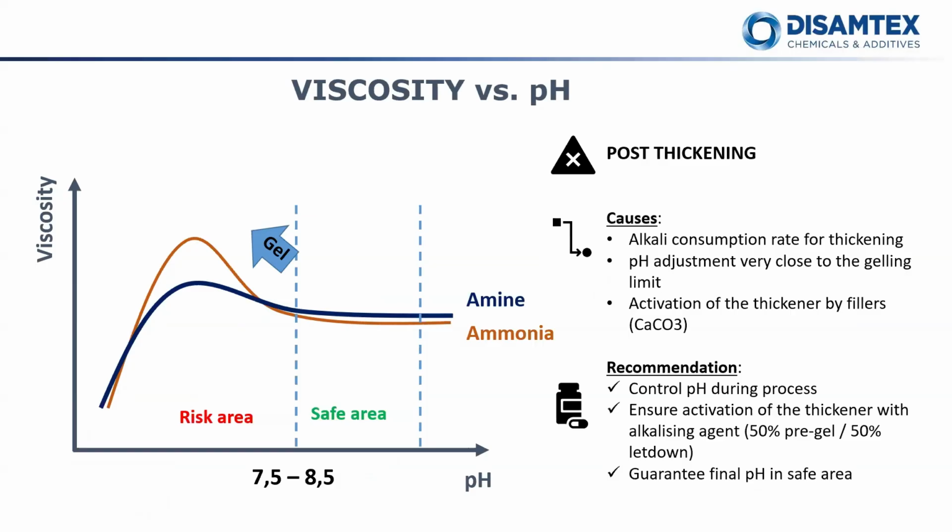Here we see the post-thickening stage and what happens when the pH is adjusted very closely to that critical risky zone. What increases the viscosity is the thickener, and since it's only activated at higher pH levels, this value needs to be adjusted upwards to ensure long-term stability. When the pH is too low or too high, the paint can gel, become unstable. So a safe pH range keeps viscosity stable and the paint easy to handle.